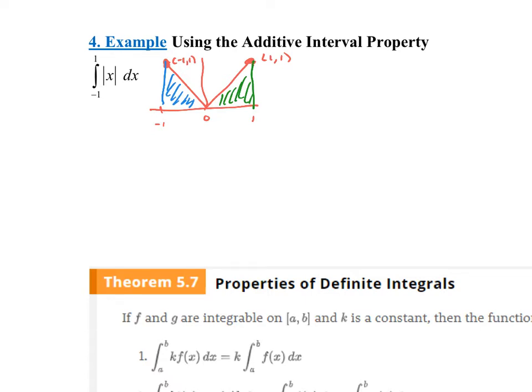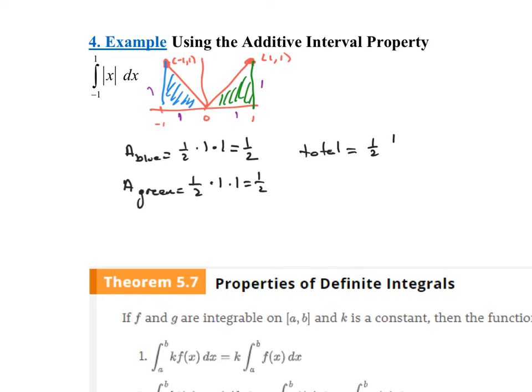So what's the size of each of these? Well, the base of each of these triangles is 1. The height of each of these triangles is 1. And remember, the area of the blue is going to be 1/2 times the base, which is 1, times the height, which is 1. So that gives us an area of 1/2. The area of the green, exact same shape, 1/2 times base, which is 1, times height, which is 1, so that's also 1/2. So to find the total area, we would add those two numbers together, 1/2 plus 1/2, and that would give us a total area of 1.